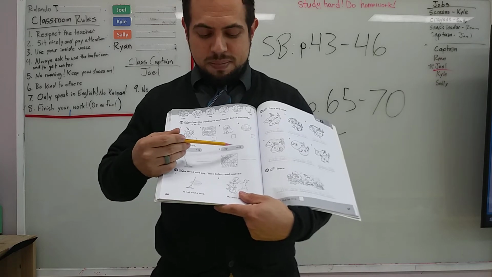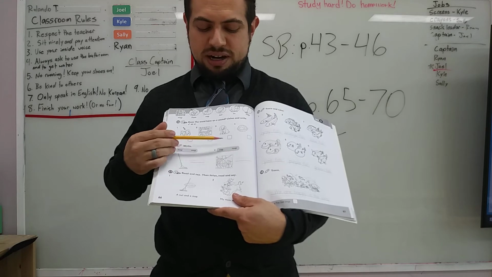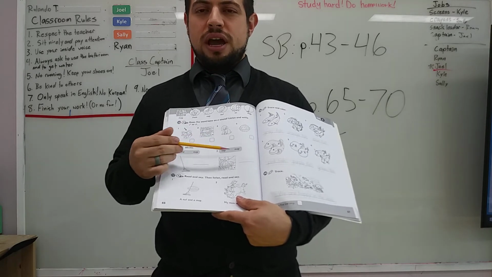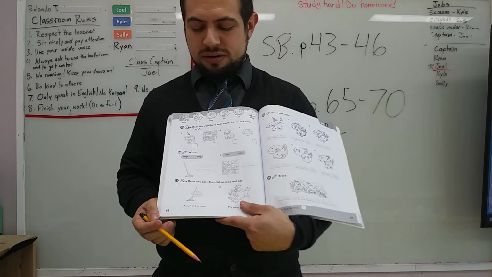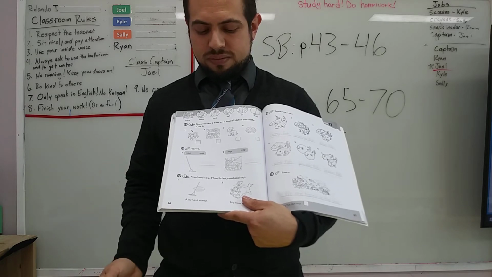Correct. It's a map. Very good. So now we'll write map right here. M-A-P. Map. Very good. Let's go ahead and move on to number 17.